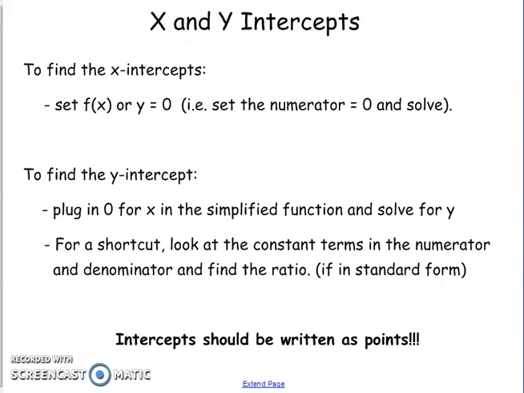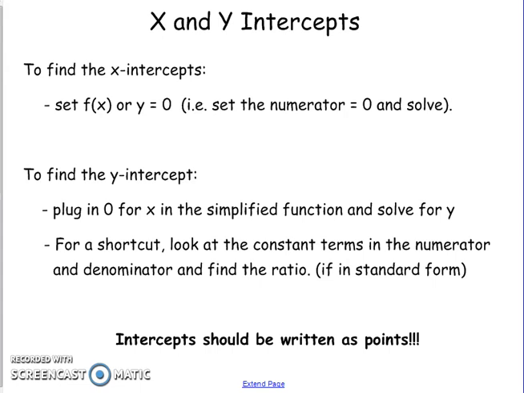The other thing that we need to find is the x and the y intercepts. To find the x-intercepts, you're setting y to 0. Think about it: an x-intercept is where it's crossing the x-axis, so the y value will always be 0. A shortcut to find this is to just set the numerator equal to 0 and solve it. Because you're setting the whole function to 0, if the whole fraction is equal to 0 and you multiply by the denominator to get rid of it, it's still going to be the numerator equals 0. So take the numerator, set it to 0, and solve it.